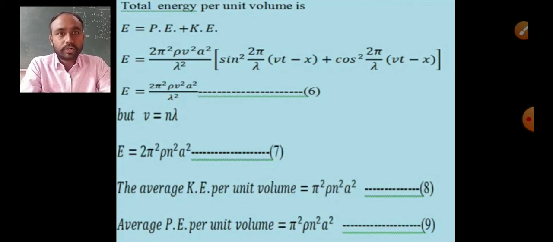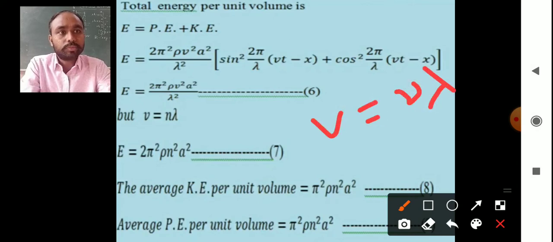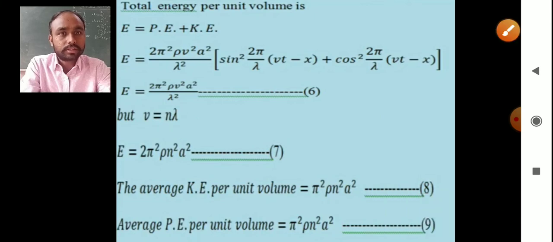Again let us have some substitution, because we know that here velocity v is equal to nu lambda. Nu means frequency here, but this also looks like nu, that is why we have denoted that nu as n.